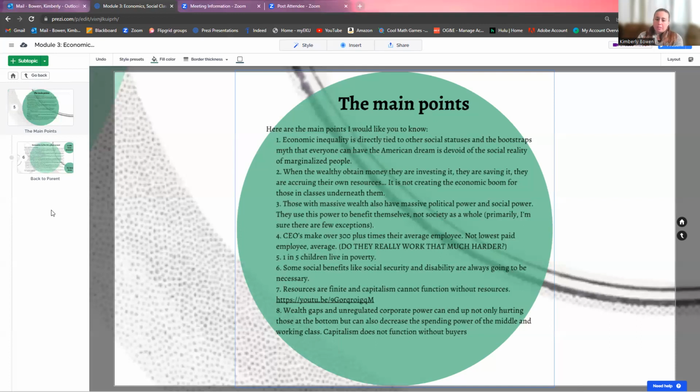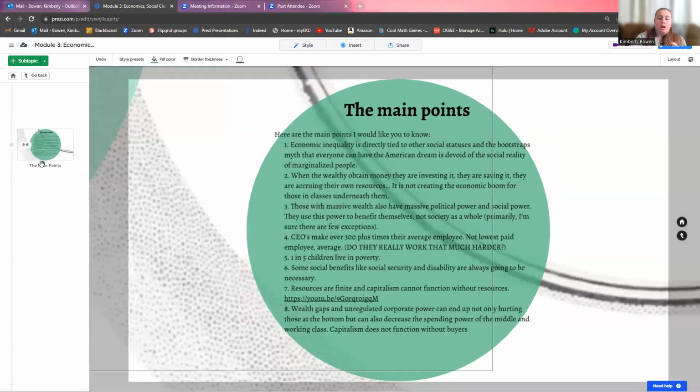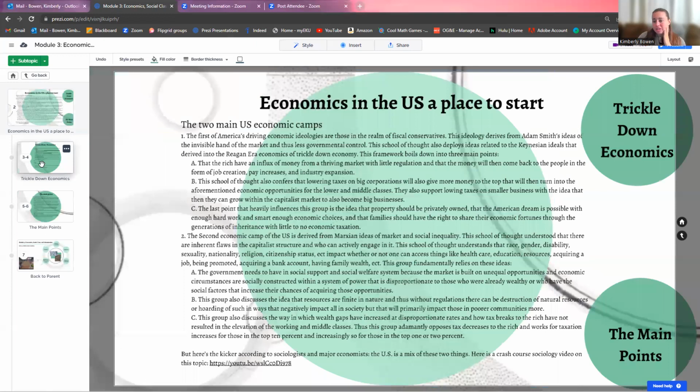And then lastly, wealth gaps and unregulated corporate power can end up not only hurting those at the bottom, but also decreasing the spending power of the middle class and working class. And capitalism doesn't function without buyers. So if you don't have a healthy middle class or a healthy working class, people capable of spending money past the necessities, you cannot have capitalism function at its highest level because it needs buyers. So, if you get nothing else out of these lectures, these are the important things to understand about our current economic status here in the United States.